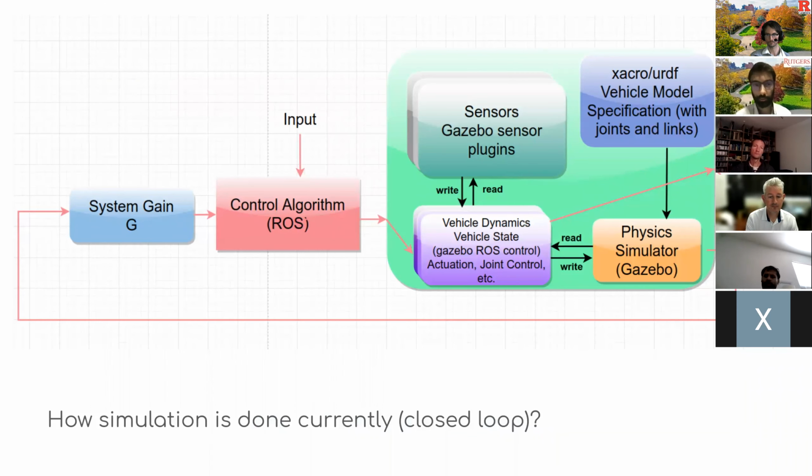And so if you look at how the simulation is currently done, that does not allow reproducibility, is that we have some control algorithm that we wrote in ROS. Then we are connecting with a 3D simulation where the vehicle dynamics is within the simulation, and that's actually simulating the rigid body dynamics. We have sensors, and then it does the feedback loop, and then gives you the output, and then we have some system gain, and then back to the feedback. So this is how it is done.